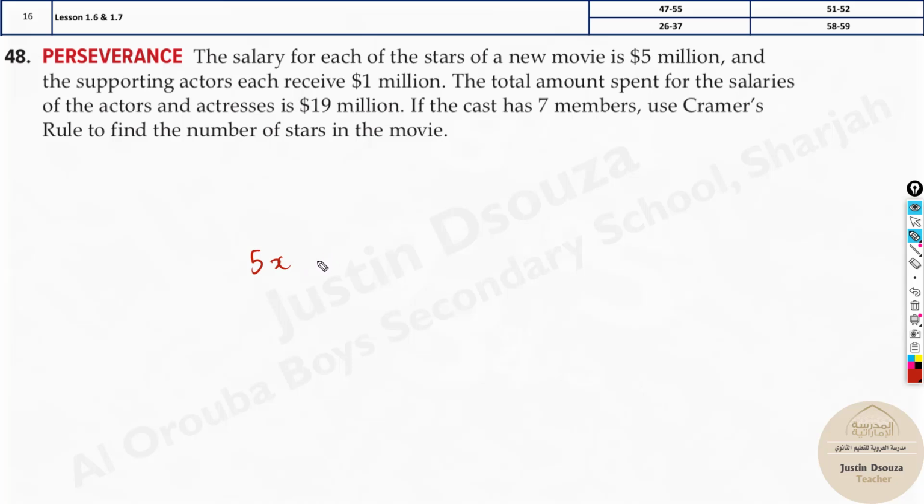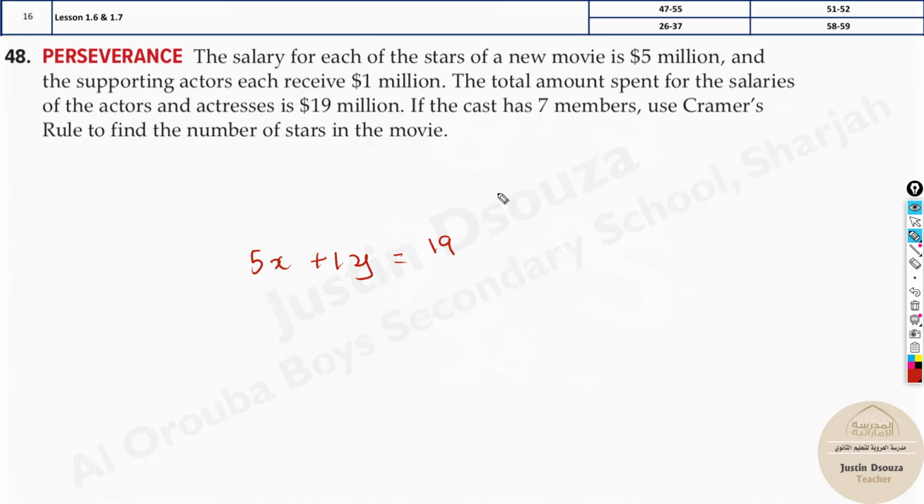And the supporting roles, right? Supporting actors, they get 1 million. So this is the thing. Now here, the total cost is how much? The salaries paid for the actors and actresses, for supporting and the main stars, is 19 millions. Okay, this is all in terms of millions.